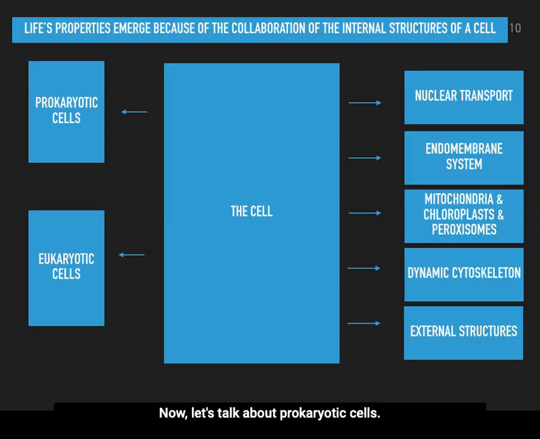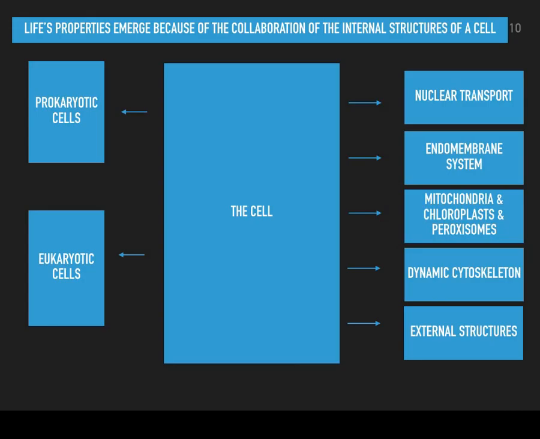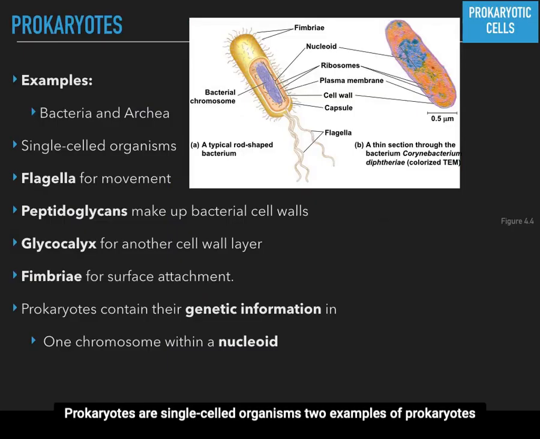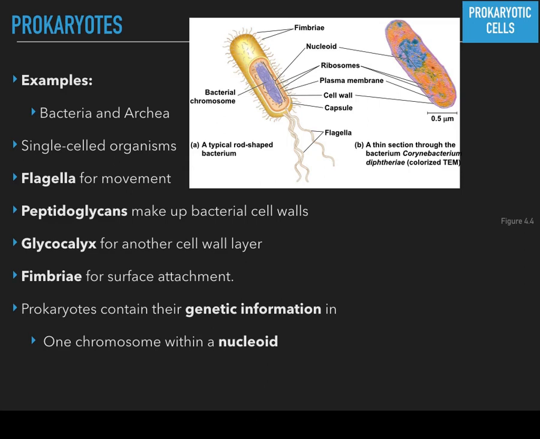Now let's talk about prokaryotic cells. Prokaryotes are single-celled organisms. Two examples of prokaryotes are bacteria and archaea. Prokaryotes have unique structures that aid them in their unique functions. So again, referencing the structure-function relationship.